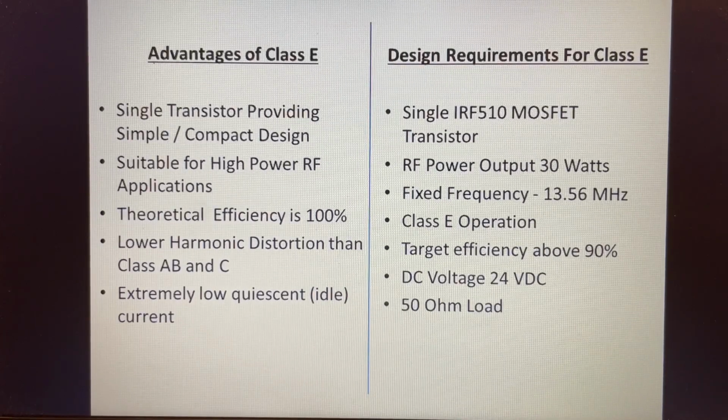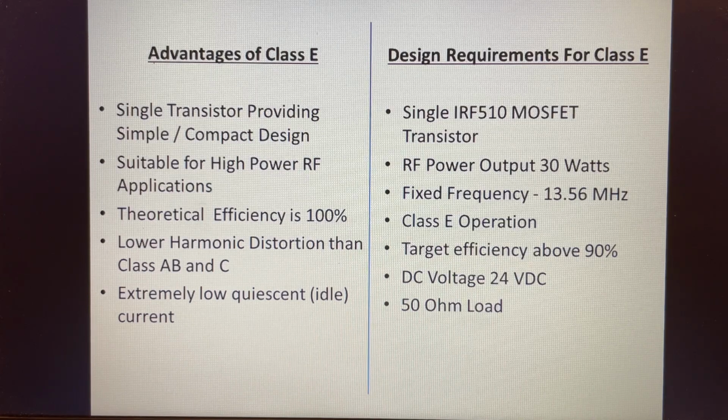So what are the advantages of Class E? Well, like the Class B, it provides a single transistor with a simple compact design. It's suitable for RF applications. As I already mentioned, it has a theoretical efficiency of 100%. It has lower harmonics than a Class AB or Class C, and it has extremely low quiescent current. Remember, it's biased at cutoff or just slightly above.